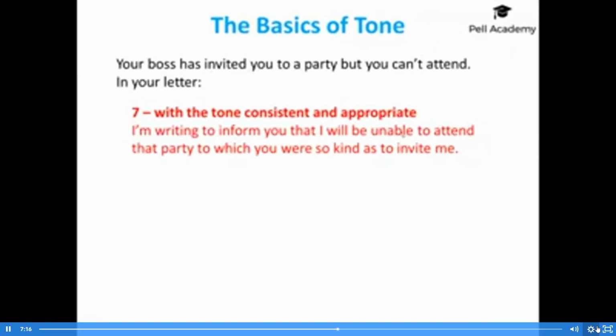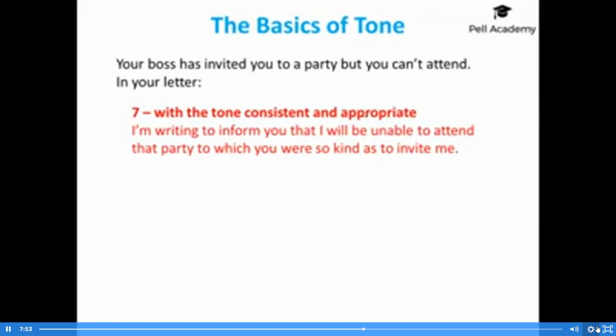I'm writing to inform you that I will be unable to attend the party to which you were so kind as to invite me. That's really, really formal and consistent. I'm writing to inform you, again a formal phrase, that I will be unable, this is formal, to attend the party to which you were so kind as to invite me. All the phrases are very formal the whole way through, because I'm writing to my boss. So the tone is consistent, and the tone is also appropriate.